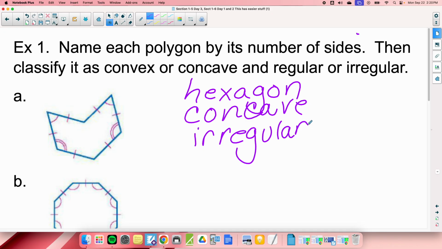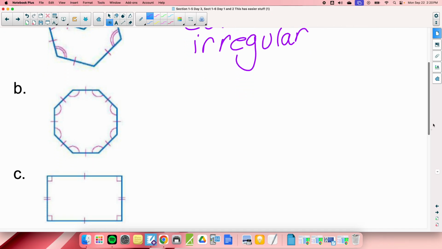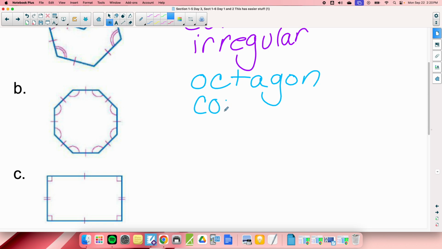Everybody understand that? Okay, let's go to this one. How many sides does this have? So it would be an octagon. Does this one cave in at all? No. So then we call it convex. Very good. Now, is this regular? Yes, every single side, every single angle is marked the same. Very good. Next one, would it be irregular? Yes.